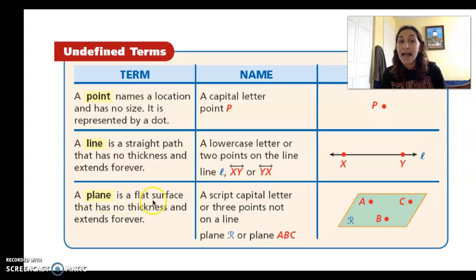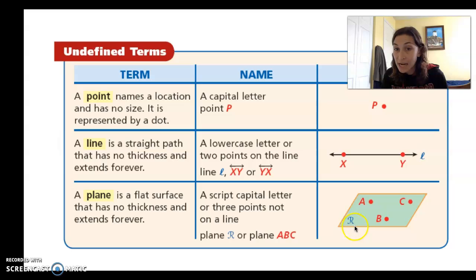A plane is a flat surface that has no thickness and extends forever. So for now, I want you to know that a plane is always going to be 2-dimensional. So the way that you describe a plane is by 3 points. 3 points make a plane. 2 points make a line, and 1 point just represents a single point. So when I am describing a plane, I can either call it plane A, B, and C, because 3 points make a plane.